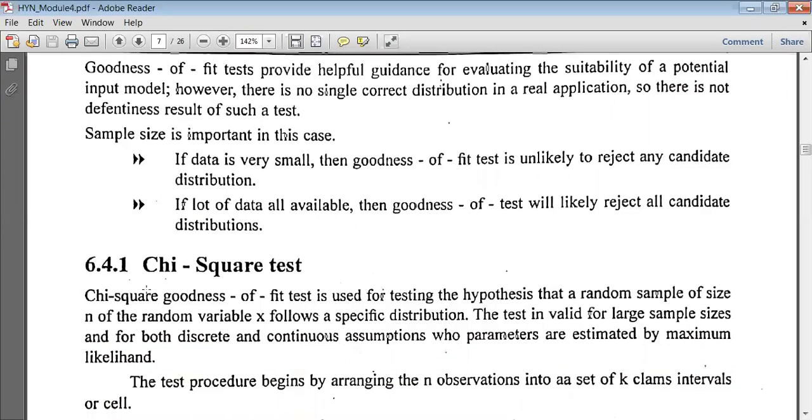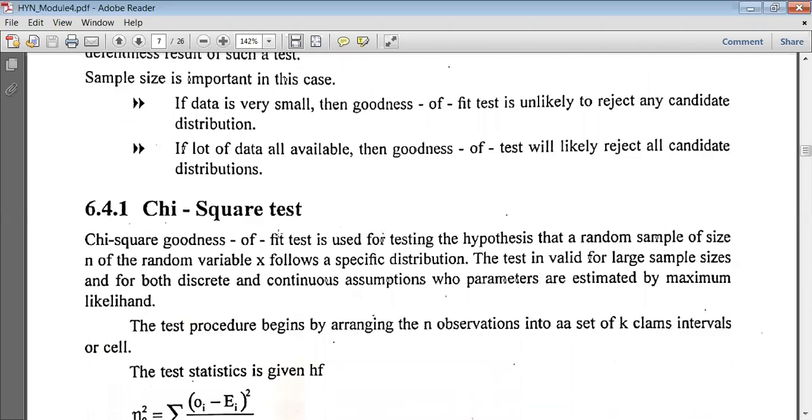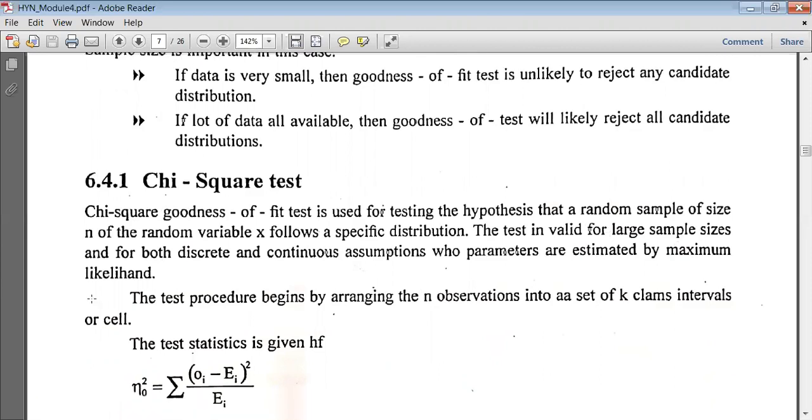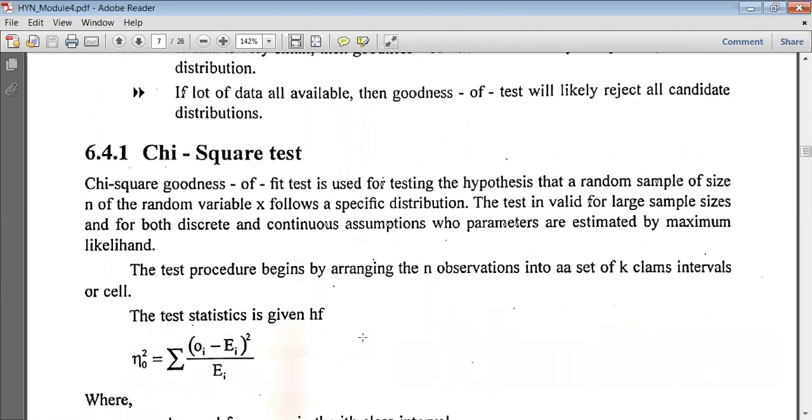The first goodness of fit test we have is the chi-square test. The chi-square goodness of fit test is used for testing the hypothesis that a random sample of size n of the random variable x follows a specific distribution. The test is valid for large sample sizes and it is used for both discrete and continuous assumptions where parameters are estimated by maximum likelihood. The test procedure begins by arranging the n observations into k intervals.